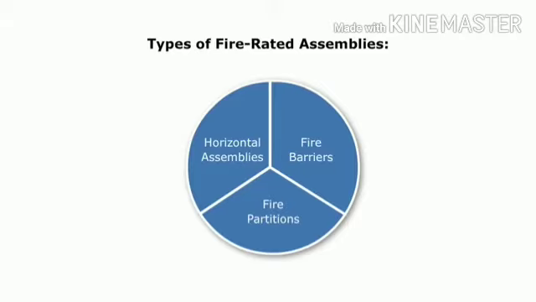There are three basic types of rated assemblies: fire barriers, fire partitions, and horizontal assemblies. Fire barriers and fire partitions are vertical building elements such as walls and shaft enclosures that have a fire resistance rating. Horizontal assemblies are floor or ceiling or roof assemblies that have a fire resistance rating. The codes determine when each type is required to provide the appropriate level of compartmentation within the building or space.